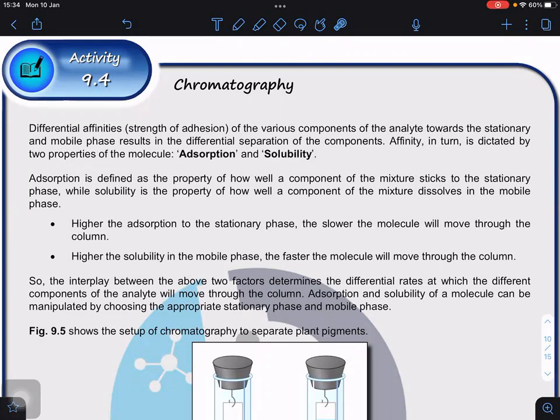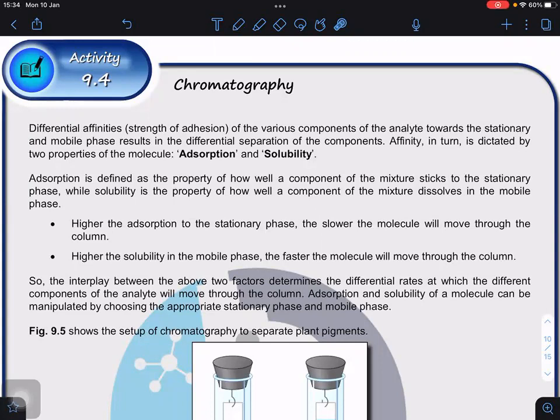So when the solvent carries the pigments, if the pigments solubilize well, they will follow the solvent and move. So higher solubility moves further. Clear now? They follow the solvent. But if they are not solubilized, they don't like to be solubilized, so they precipitate out. When they precipitate out, it means they don't move further.